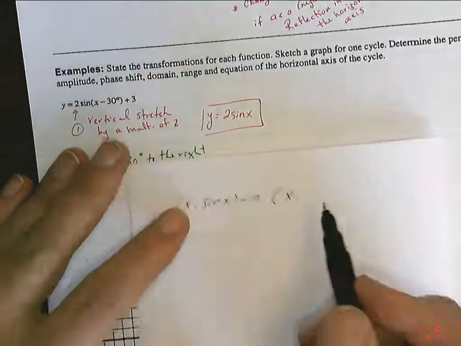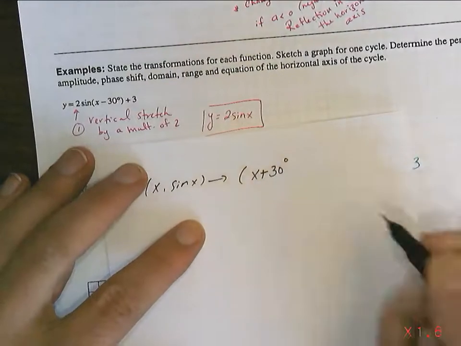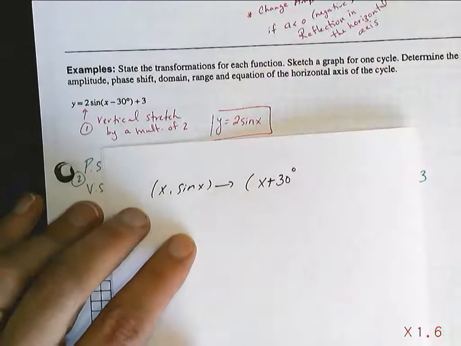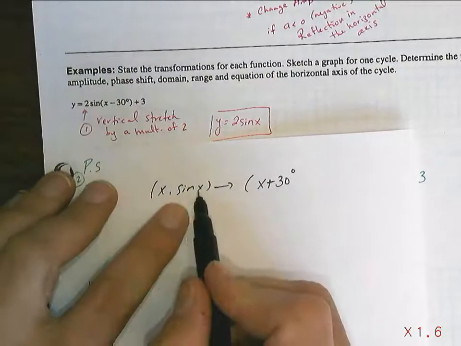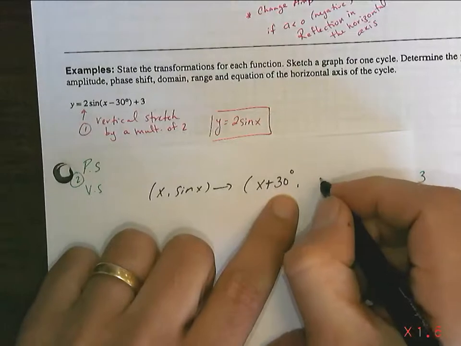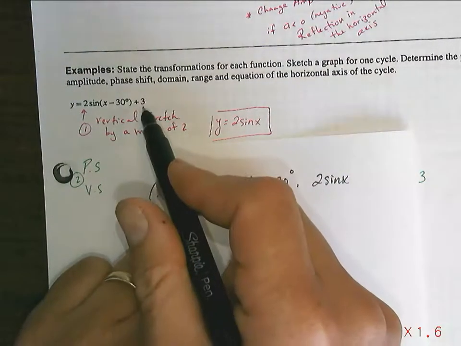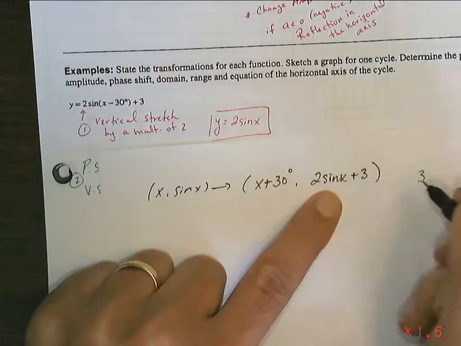So all my x values have 30 degrees added to them. That's how we're going to move to the right 30. And there's a vertical stretch of 2, which means that the sine x has got to be multiplied by 2. And there's a vertical shift up 3. So that means that the sine x also has to be up 3.